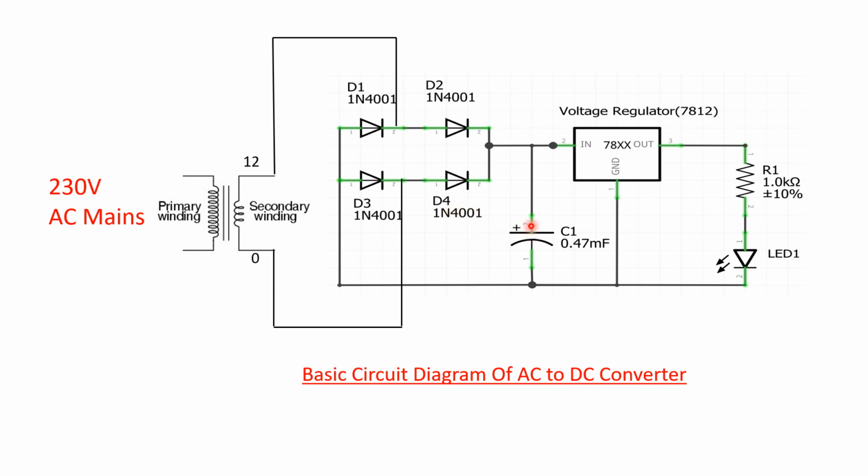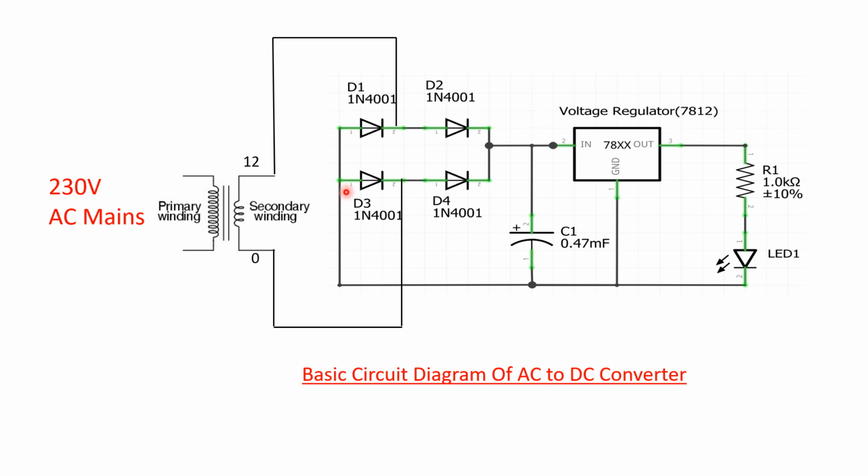The positive of the capacitor is connected to the common point of diodes D2 and D4, and the same positive terminal is connected to the voltage regulator input. Now the output of the voltage regulator is connected to the resistor and then to the anode of the LED. The cathode of the LED and the ground of the voltage regulator are both connected to the negative terminal of the capacitor, which in turn is connected to the common point of the anodes of diodes 1 and 3.